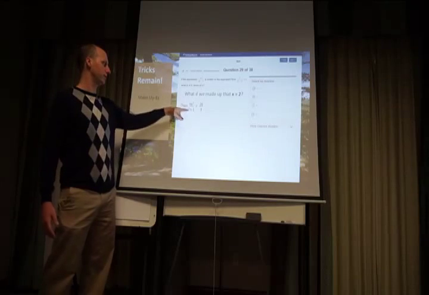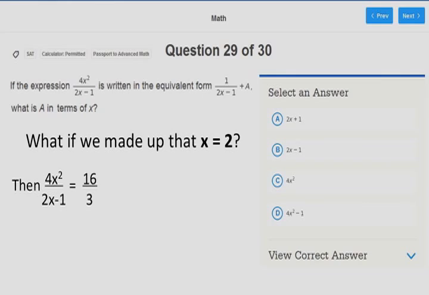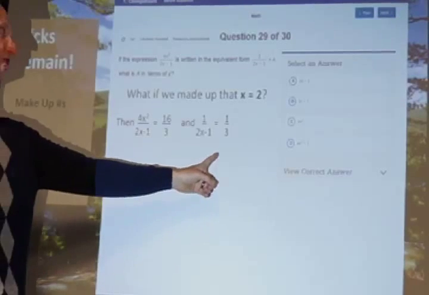So you'd have x squared, 4 times 4 is 16. 2x, if it's 2, that equals 3. We could also plug it in over to the other side. Now, I don't know what a is yet, so I have to leave that part alone, but the 1 over 2x minus 1 would become 1/3.